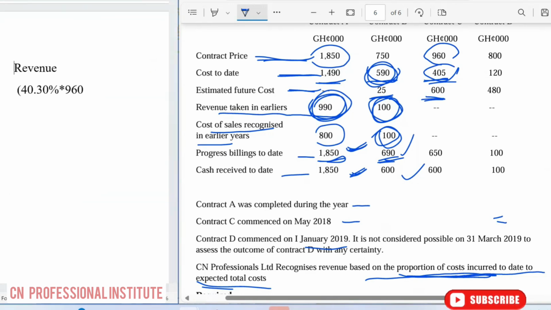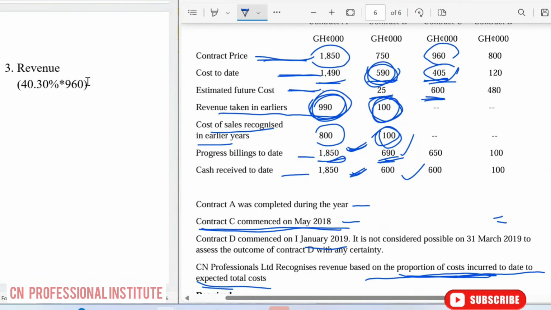Okay, so we are looking at step 3. We are looking at our revenue. So we said we multiply the 40% by the total contract price 960. And if there's previous revenue recognized, we deduct it. In this question for contract C, they've not recorded any previous revenue, right? And it makes sense. It says contract C commenced on 1st May 2018. Are you following? Which is in the reporting year.